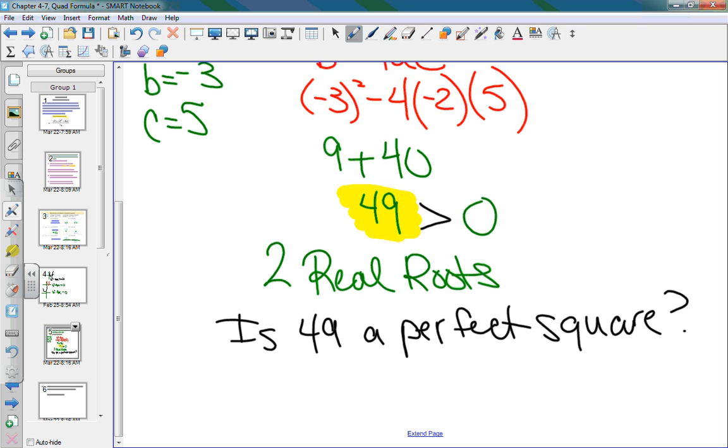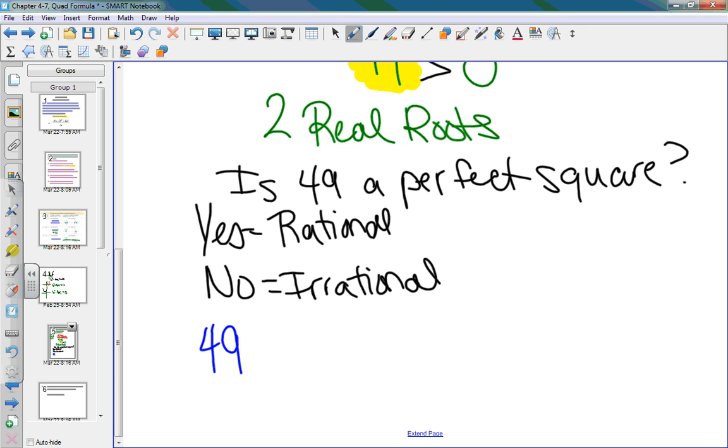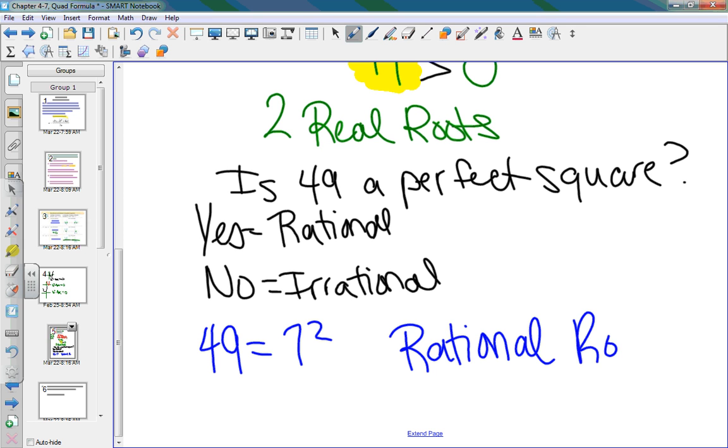If you say yes to that, that means it's going to be a rational number. If you say no to that, then it's going to be an irrational number. Since 49 is a perfect square, meaning 7 squared, then this is going to be rational roots. Meaning you're going to be able to see them. They'll be 1/3, it'll be 7, it'll be 6, it'll be 1/2. You'll actually know what they are. Okay? Let's do it again.